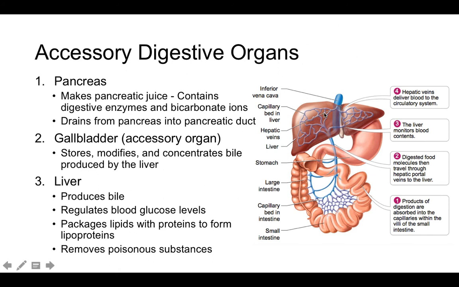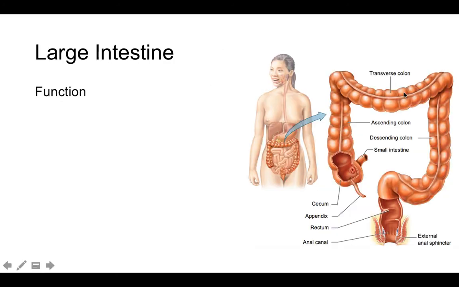Now, this isn't necessarily a pond, but basically it does pause in the liver so that the blood contents can be modified. The contents coming from the digestive system can be modified before they hit your systemic circulation. The liver also helps package lipids with proteins to form lipoproteins so they're easier to digest and to absorb, as well as your liver is responsible for removing poisonous substances and adjusting the blood glucose levels.